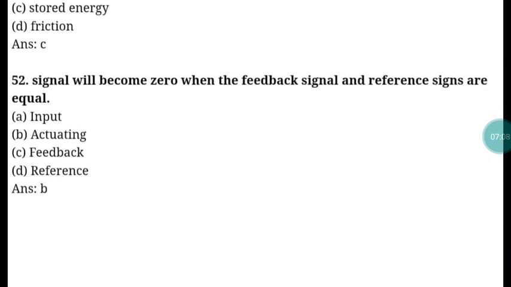Signals will become zero when the feedback signal and the reference signal are equal. Which signals? So the actuating signals will become zero when the feedback signal and the reference signal are equal. Correct answer for this is option B, actuating signals.